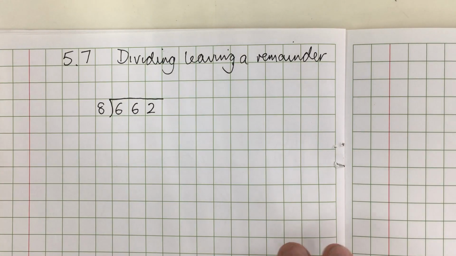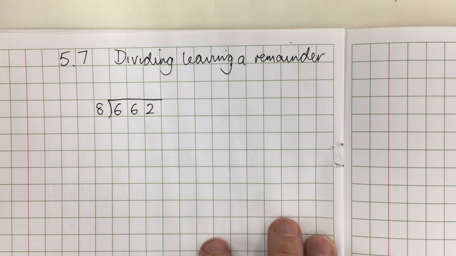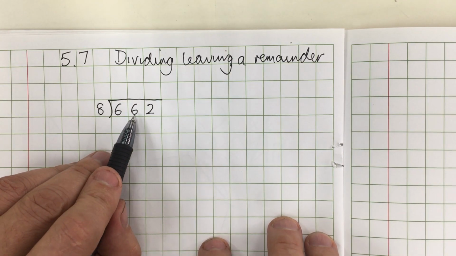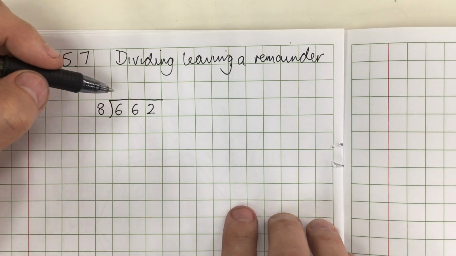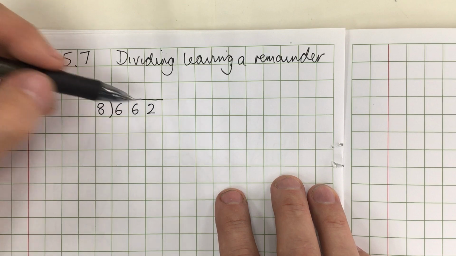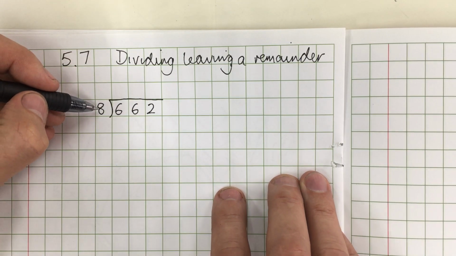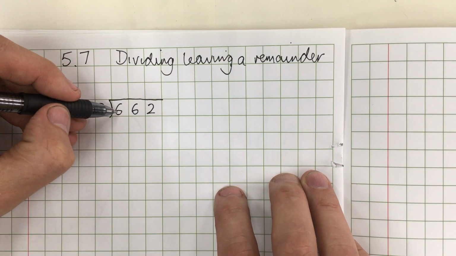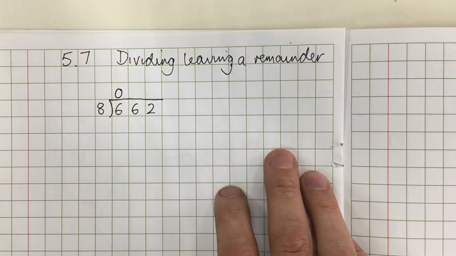Hi, in this video 5.7 I'm going to be dividing, but in this number we're going to be having a remainder. This number is not an exact multiple of the divisor. So we're going to start off by reading it backwards, starting with the words: how many 8s are there in 662? So I start by asking how many 8s are there in 6, and 8 does not go into 6.